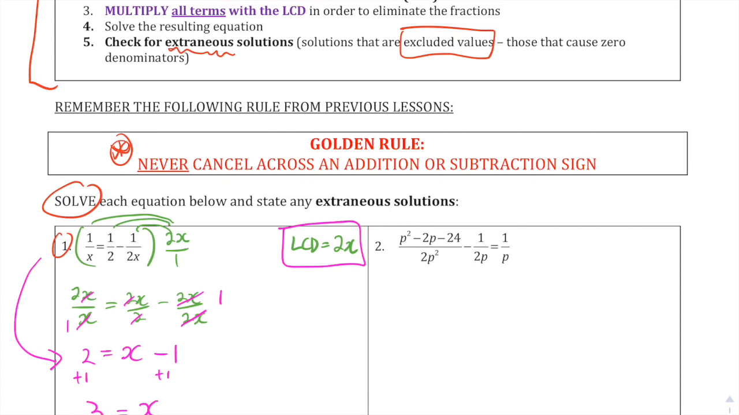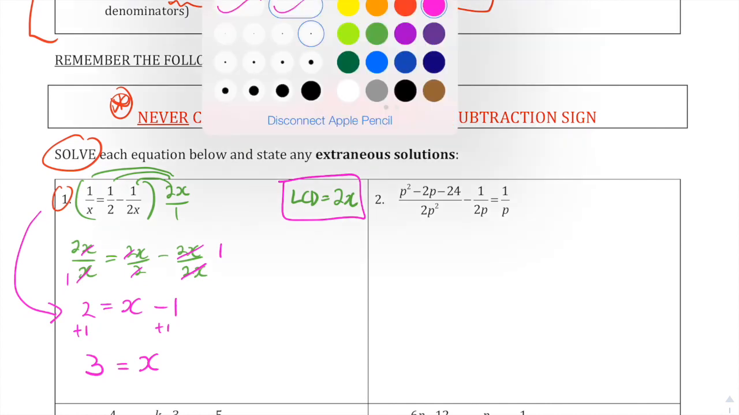X is equal to 3. Our final step would be to make sure that x equals 3 is not extraneous, namely, does that value cause any of the denominators to be 0? In this case, the answer is no. Okay, so I'm going to move straight on to example number 2.